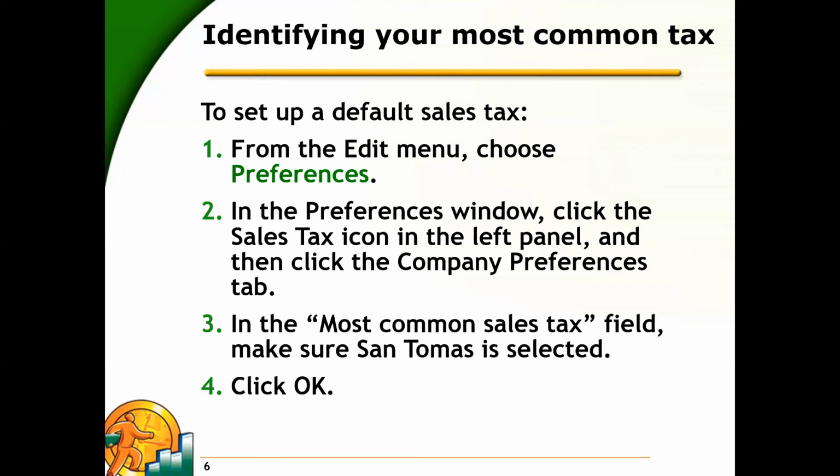Thank you. Great question. In the preference window, click on the sales tax icon in the left panel and then click on the company preferences. In the most common sales tax fields, make sure that the San Thomas is selected. And I'm using San Thomas not just as a general reference, but specifically to a specific county. Click on OK.